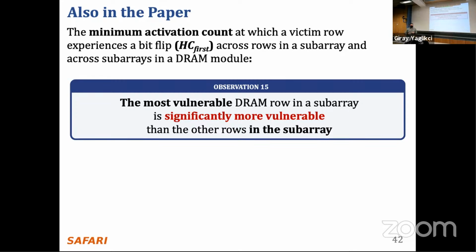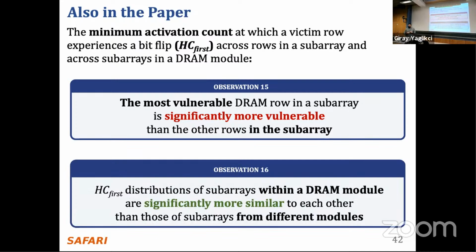Basically, it's just a set of DRAM rows within a DRAM bank, right? And there are many subarrays in a DRAM bank. When you look at the variation within a subarray, it looks similar to the variation in a DRAM bank. And when we look at the HC1 distributions of subarrays within a DRAM module, they are significantly more similar to each other than those of subarrays from different modules.